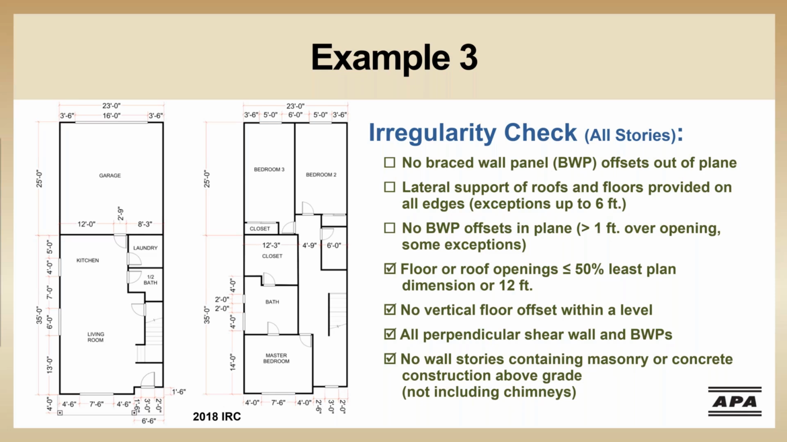We do have a small porch overhang area at the front entrance. The overhang is only 4 feet deep, so it's not going to qualify as an irregularity. We can check the last 4 items in the checklist as good to go. We'll circle back on the first bullet, which is checking our interior braced wall panels to make sure any offsets are not out of plane after we've located our braced wall lines.